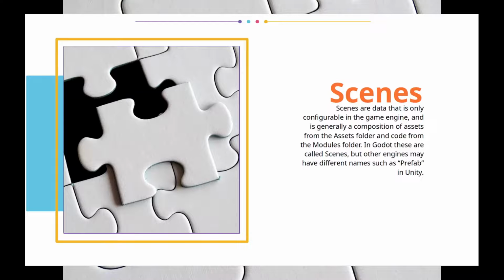My rule for the scenes folder is that as little code as possible is to be used in the scenes folders. If more advanced functionality is needed, or there is code that needs to be reused across multiple scenes, then it should be organized into the modules folder.